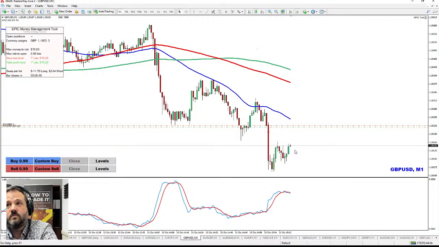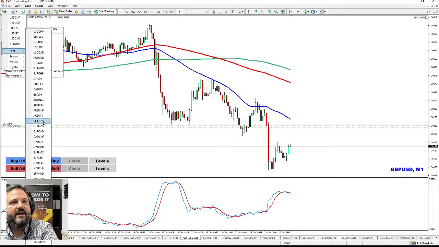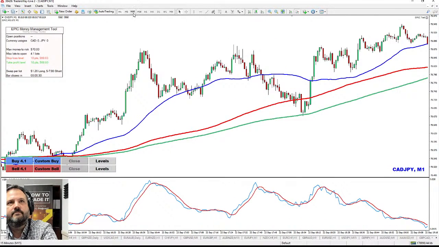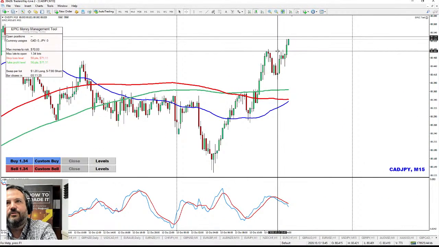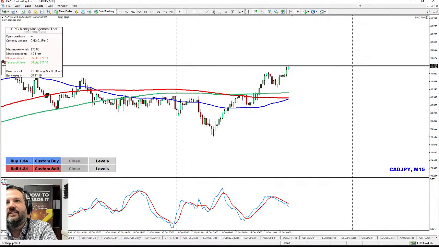And the CAD JPY looks real good too. I just got in that one, CAD JPY. Oh yeah. I would have liked to get in that one a little bit sooner. Right here would have been a good entry.